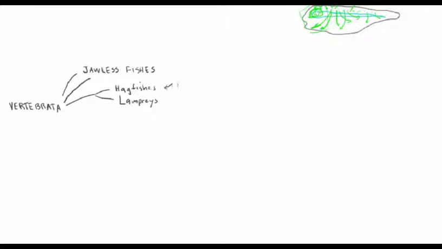Okay. Your book might refer to these guys as the Myxini. Sometimes you could refer to the lampreys by a really long name, the Petromyzontiformes. I'm not even going to write that down. But you've got a couple of modern fish that are kind of eel-like.